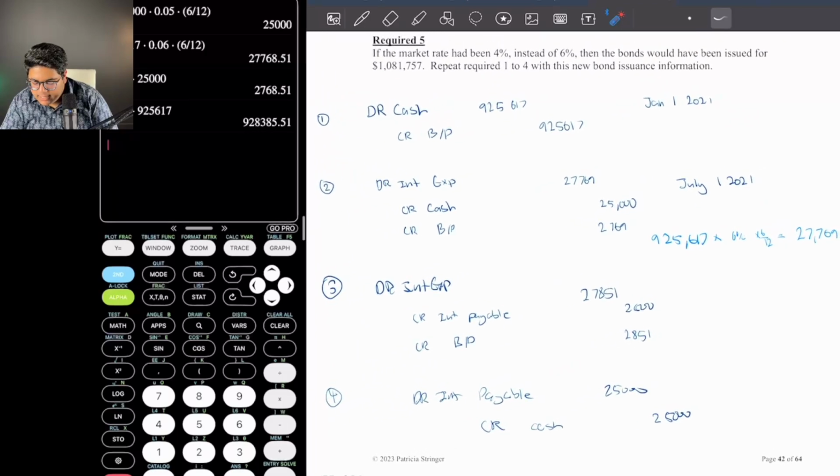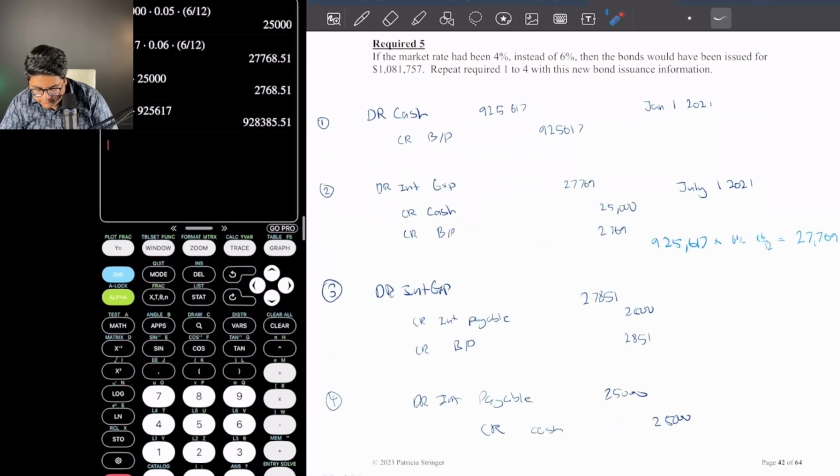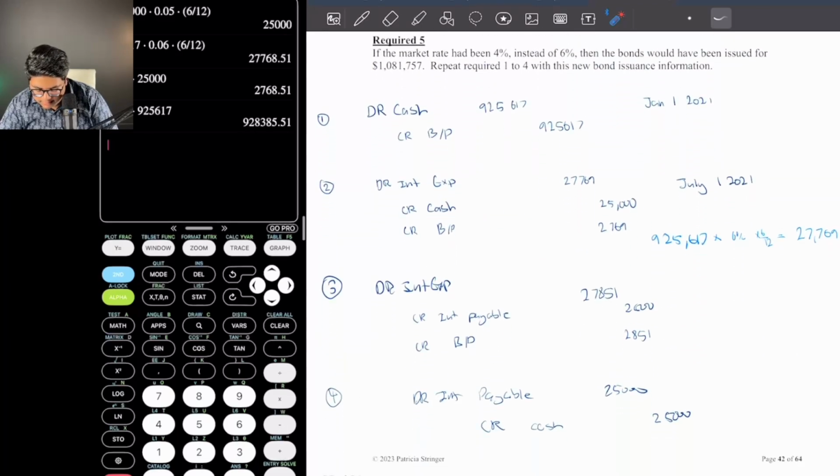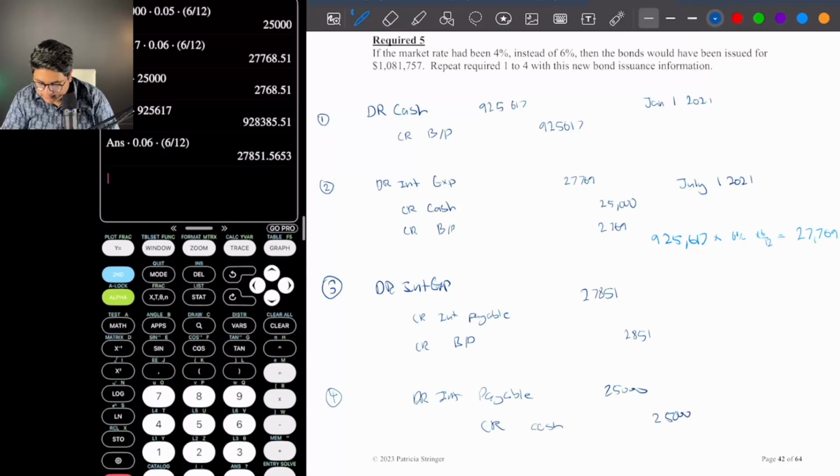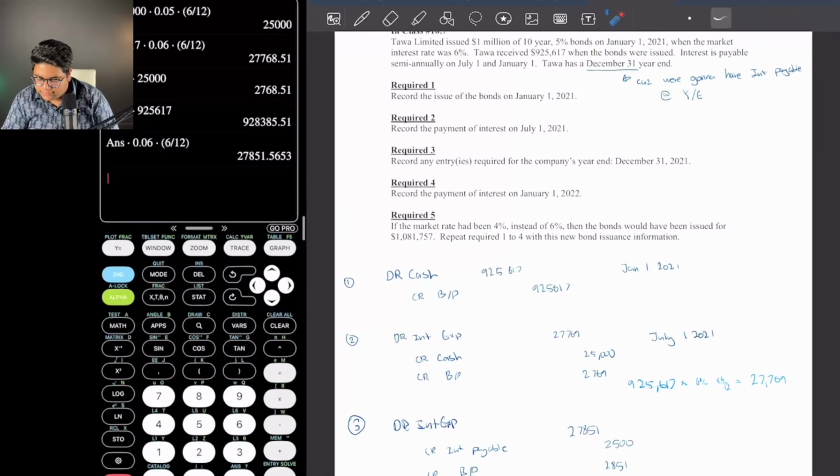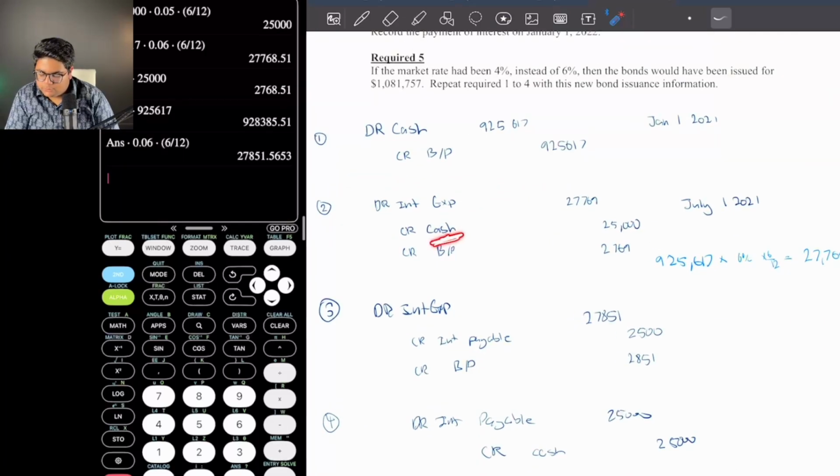So to do that, I'll just do it right now. If we were to do it for required 4, times this by 0.06 times 6 over 12, now our interest expense becomes 27,851. In this case it's going to be an interest payable, because we're actually paying the interest on January 1st, but on December 31st we need to accrue the expense. So instead of just getting rid of our cash, we record it as a payable instead. It's the same 25K, that doesn't change.